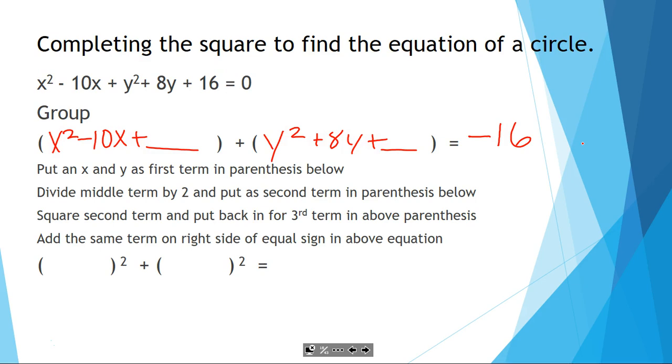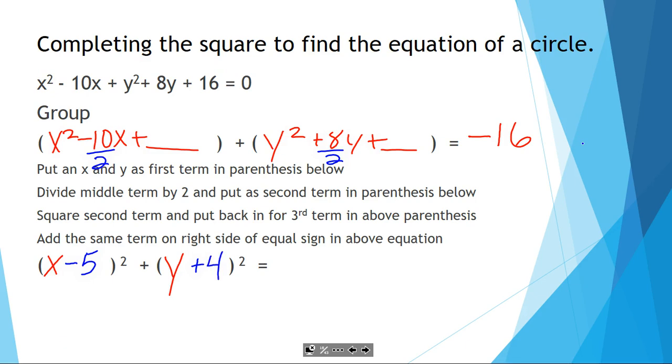Now down here at the bottom, I'm going to put an x in my first set of parentheses and a y in my second set of parentheses, because that's the way equations for circles look. Now what we need to do is divide our middle term, the coefficient, by 2. So we're going to divide negative 10 by 2 and put that number down here. Negative 10 divided by 2 is negative 5. And 8 divided by 2 is 4.